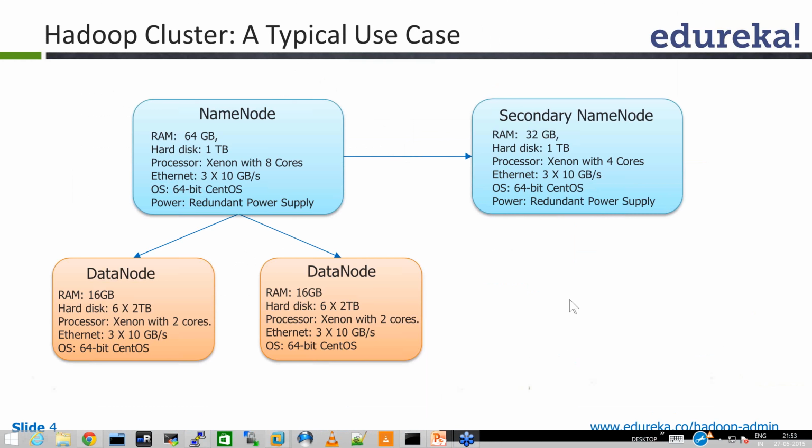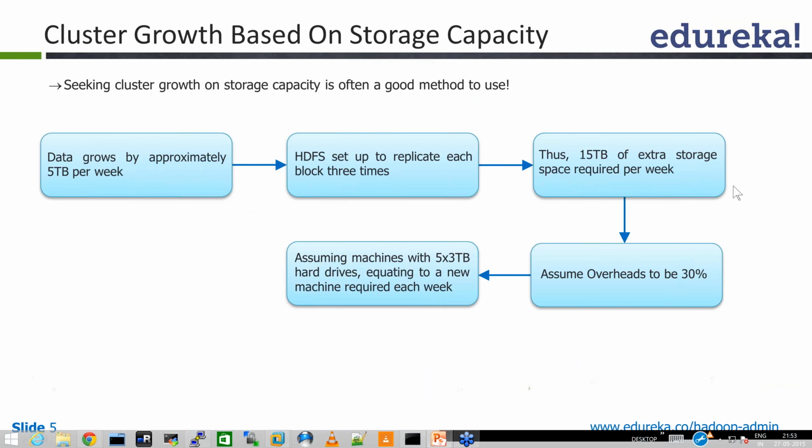This is basically required so that name nodes store all the metadata and data nodes can store all the data. Okay, so just taking an example here, let's say you want to design a cluster on the basis of storage capacity. Sizing the cluster growth on the basis of storage capacity is certainly a good method to use, and generally we follow it in the cluster designing part.